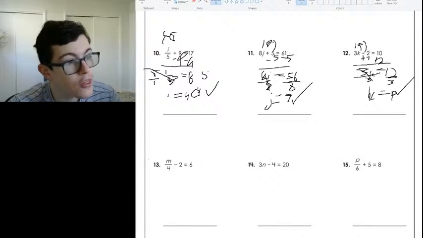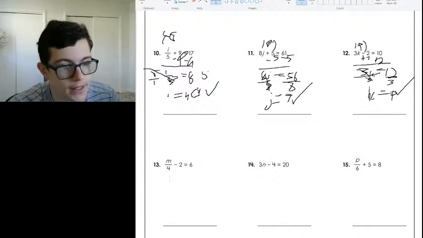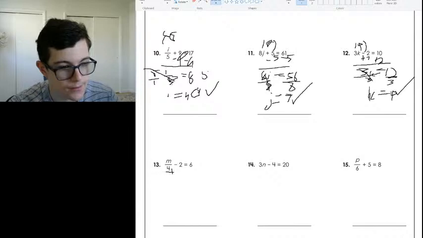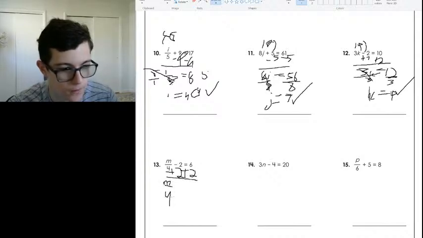So now that I've given you another minute, I'm going to move on to the next problem. So here we're going to do the inverse operation of subtraction, which is addition, and add 2 to both sides. Get m over 4 equaling 8.